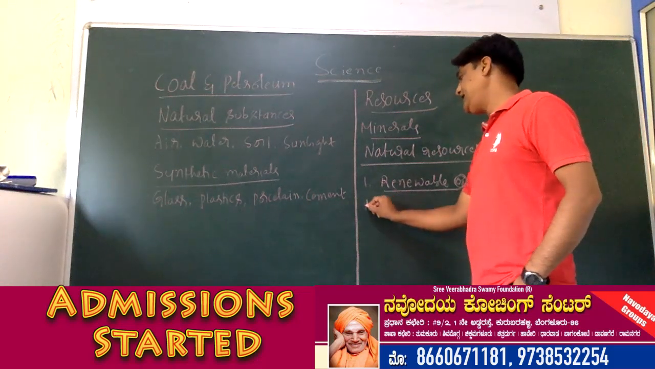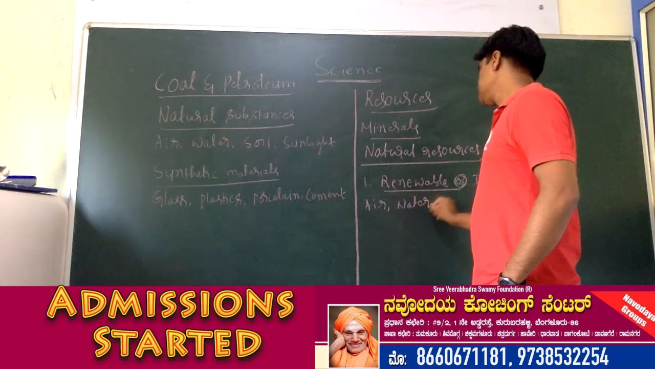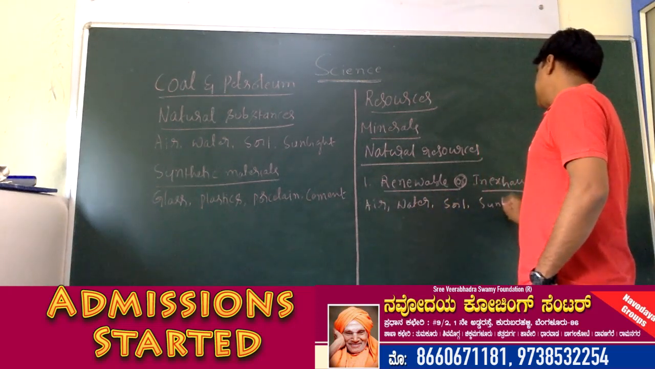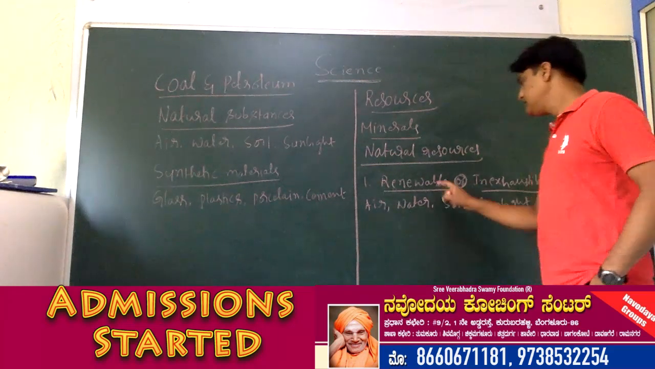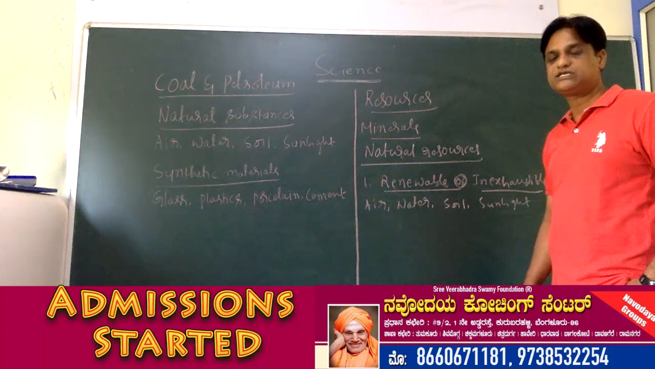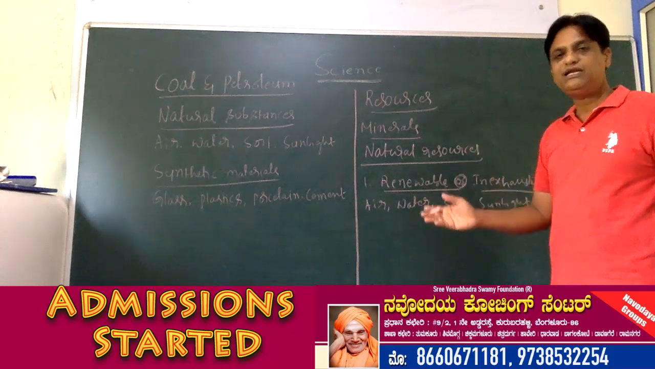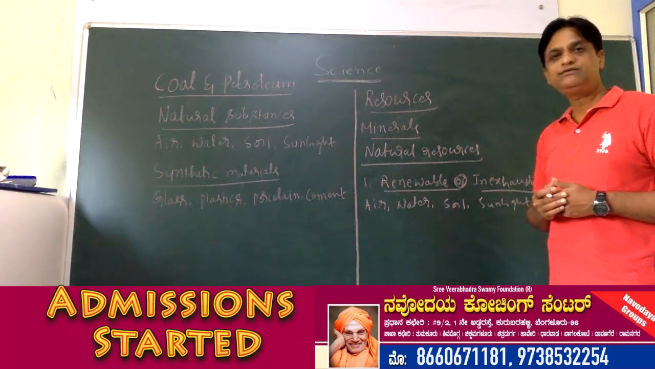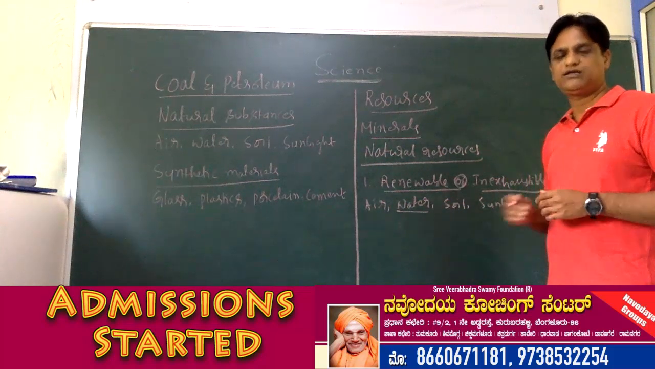For example, air, water, soil, sunlight. These are examples of renewable or inexhaustible resources because their availability is more and they are going to be replenished in nature. One simple example to understand: water.